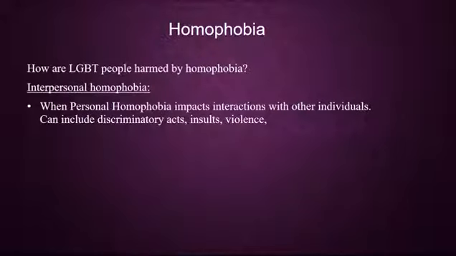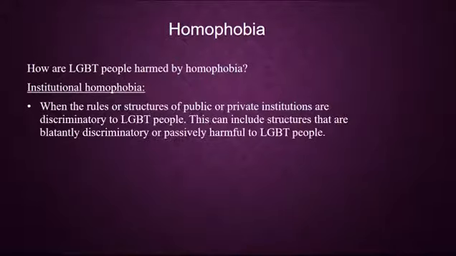Then we have interpersonal homophobia. This is when personal homophobia impacts interactions with other individuals, and this can include discriminatory acts, insulting acts, or violence. So this is what interpersonal homophobia is, when that prejudice bubbles up to then discriminate against the individual or slurs about the individuals, etc. It's when that person doesn't keep their homophobia to themselves effectively.